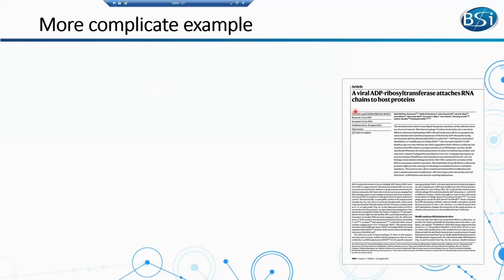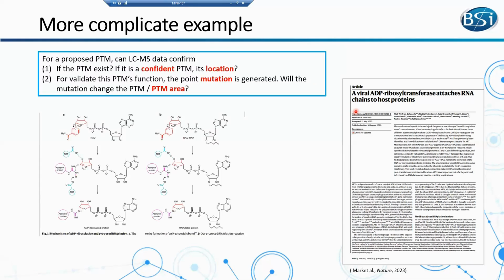It's from a paper in Nature last year. So long story short, we can assume that now I have found a proposed new PTM, and I have the LC-MS data. So based on the LC-MS data, the first question: can I confirm that the PTM exists? And for this PTM, is it a confident PTM? And if it's confident, then what is its location?